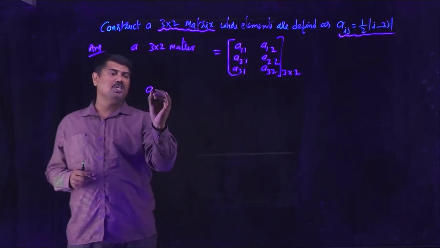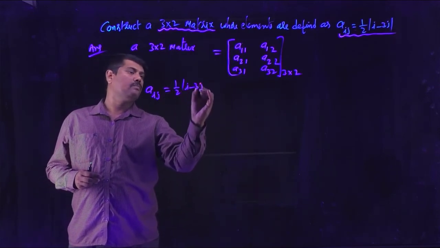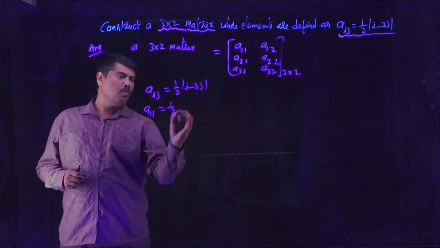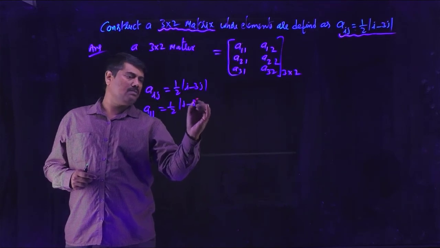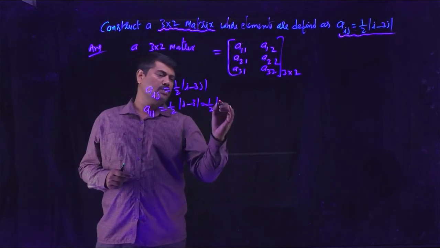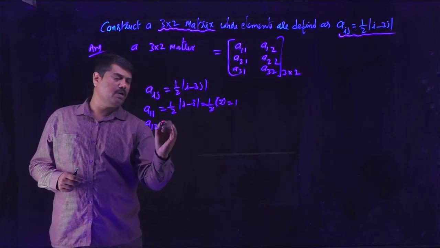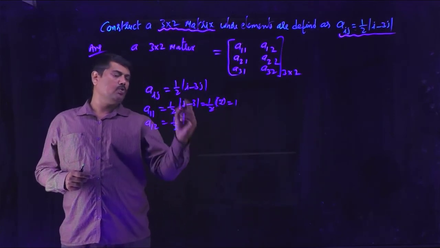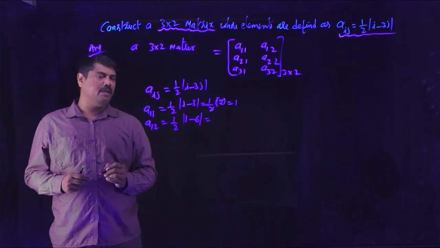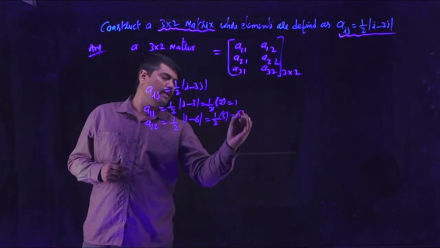Now what is the definition of the elements given in the problem? That is 1 by 2 mod of i minus 3j. By using this, find A11: 1 by 2 mod of 1 minus 3. 1 minus 3 is minus 2, mod of minus 2 is 2, so you will get 1. In the same manner, what is A12? 3 into 2 is 6, 1 minus 6 is minus 5, mod of minus 5 is 5, so 1 by 2 into 5 is 5 by 2.